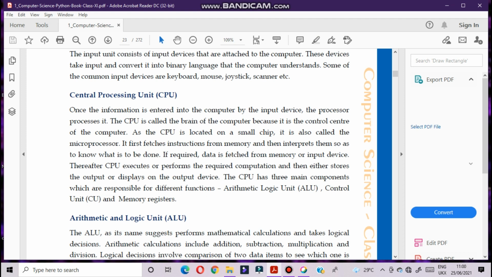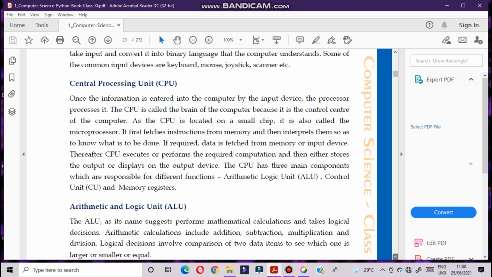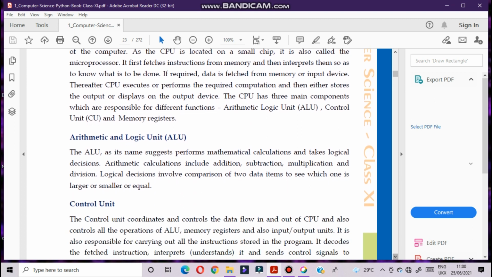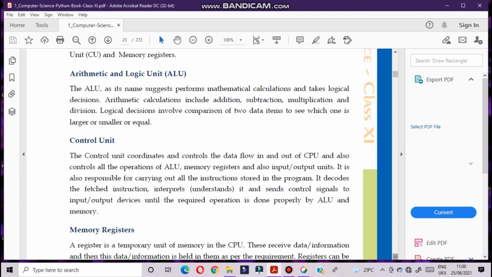The CPU has three main components which are responsible for different functions: the arithmetic logic unit, in short ALU, the control unit, CU, and memory registers. Sometimes we say memory unit.